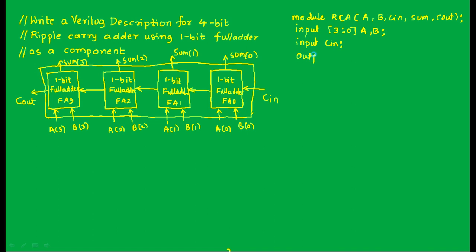Outputs we define: a 4-bit sum and one more output, Cout. The intermediate outputs we define as C of 0, C of 1, C of 2. So here we can define a wire of size 2 down to 0 with the name C.